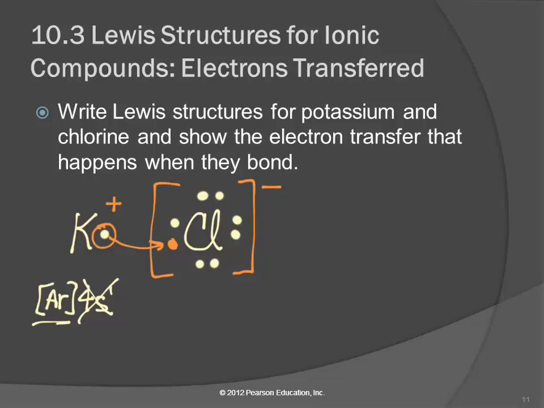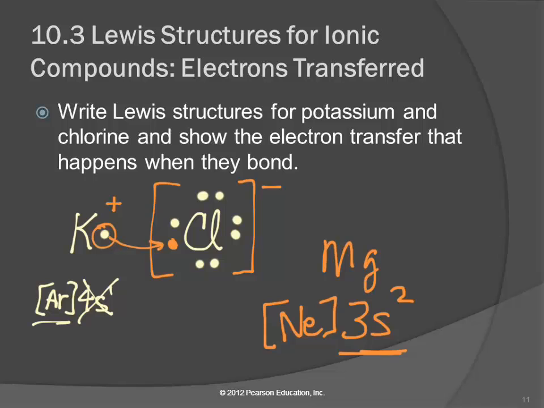Because magnesium's electron configuration is neon with 3s2. No, not argon, sorry. It's neon with 3s2. Okay? And so there's the 2. So magnesium would want to get rid of those 2 electrons and become a 2+ ion. Okay? Any other questions? That's a good question.